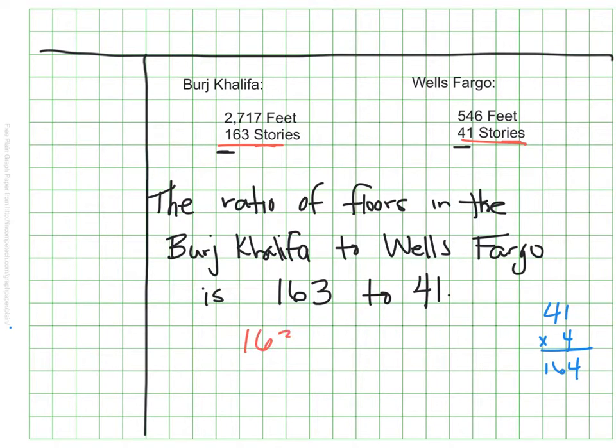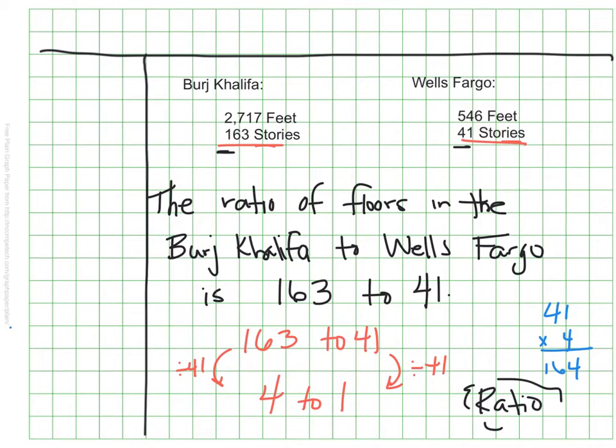So instead of 163 to 41, I'm going to actually divide both of these by 41. And if I do that, I'm going to round just a little bit here, but 163 divided by 41 is just about 4. And of course, 41 divided by 41 is 1. So the ratio is about 4 to 1, something that's much easier for me to picture and see. I've compared this data here, writing a statement using ratios. So my statement was the ratio of floors in the Burj Khalifa to Wells Fargo is 4 to 1.